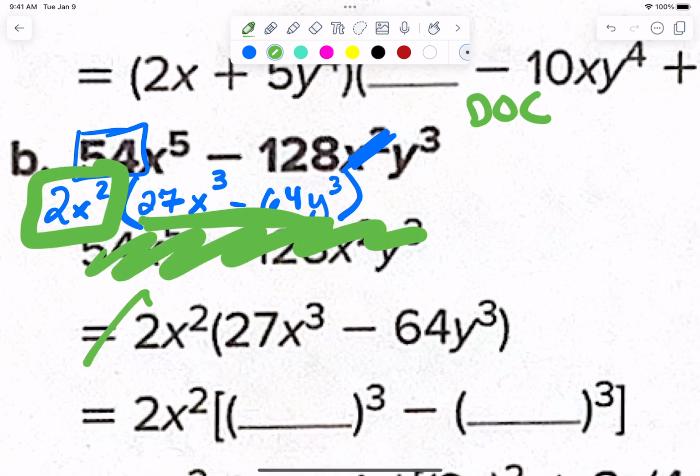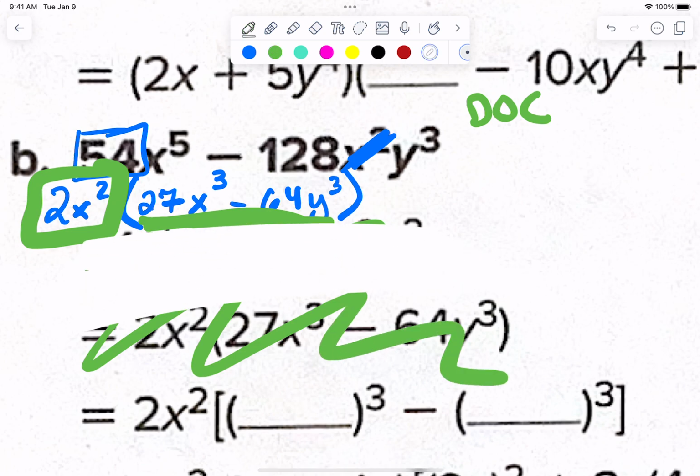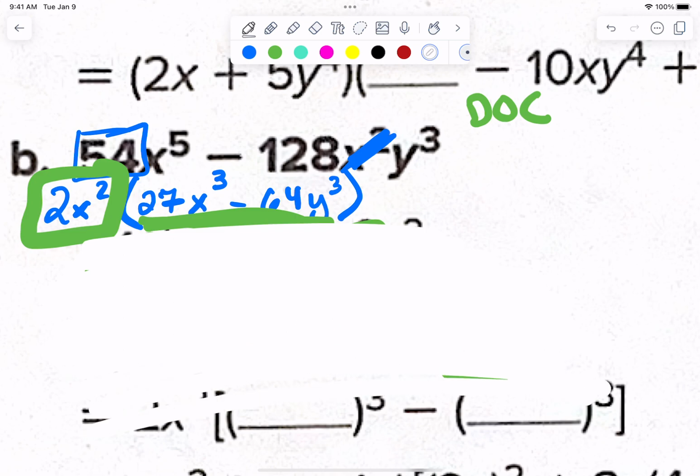I'm going to get rid of this junk because I don't like it. Actually, I'm going to white it out. Can I white it out? I know you can't, but you can slide him over to the side.